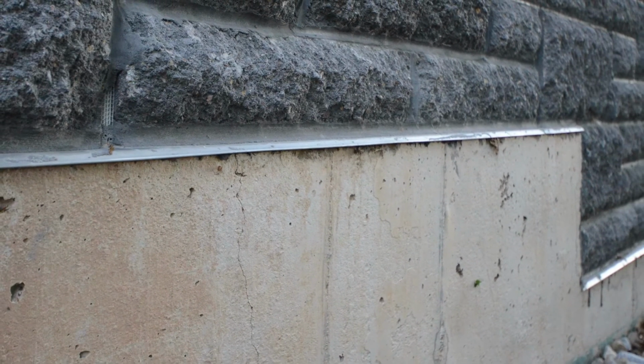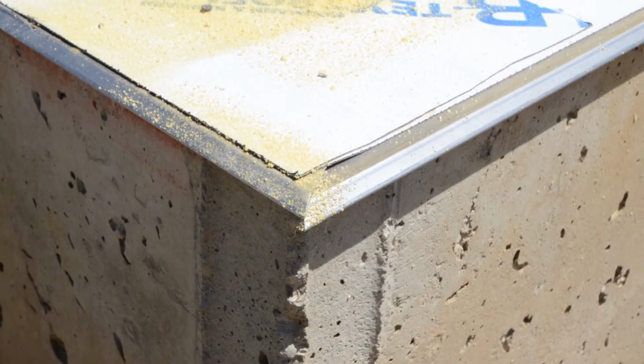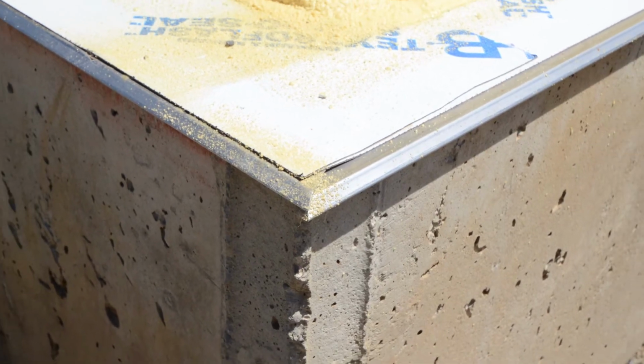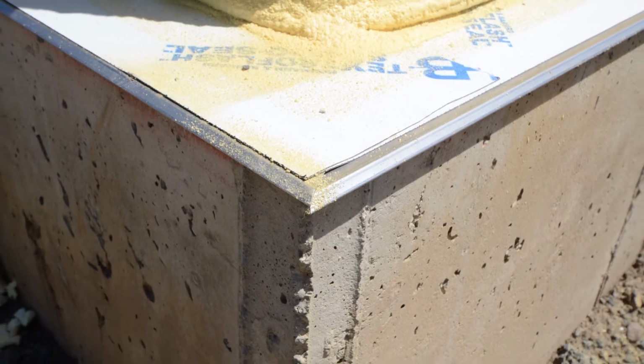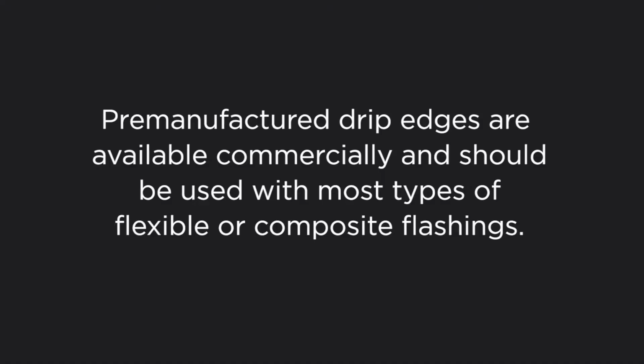When sealant is placed between the bottom surface of the flashing and the top of the masonry below, drip edges are not absolutely required for the flashing to perform. Pre-manufactured drip edges are available commercially and should be used with most types of flexible or composite flashings.